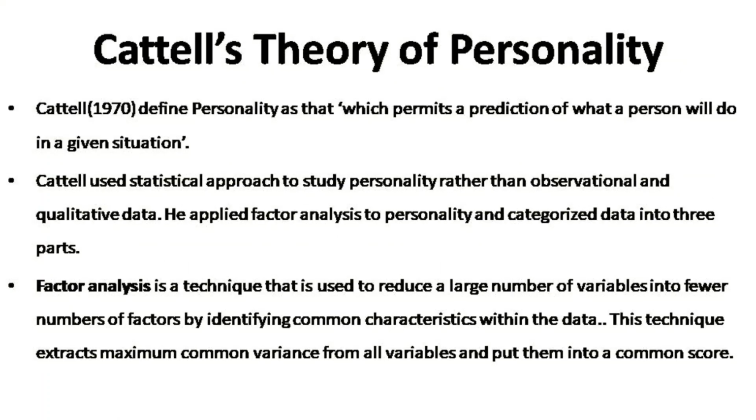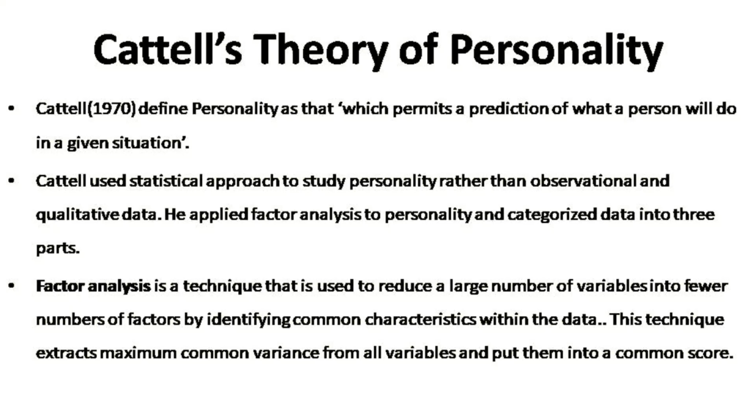Coming to Cattell's theory of personality, let us see how he defined personality. Cattell in 1970 defined personality as that which permits a prediction of what a person will do in a given situation. In order to study personality, Cattell used a statistical approach rather than observational and qualitative data. Now he applied factor analysis to personality and categorized data into three data parts.